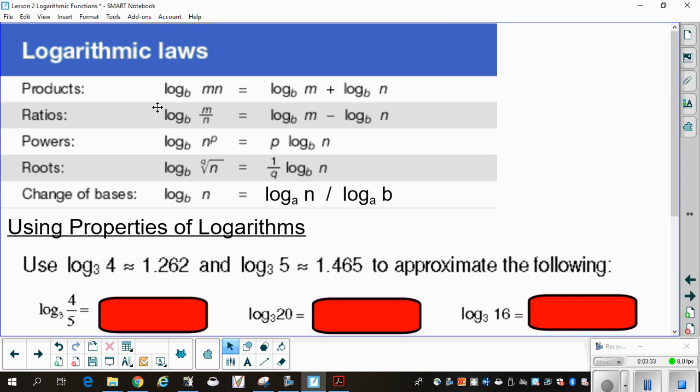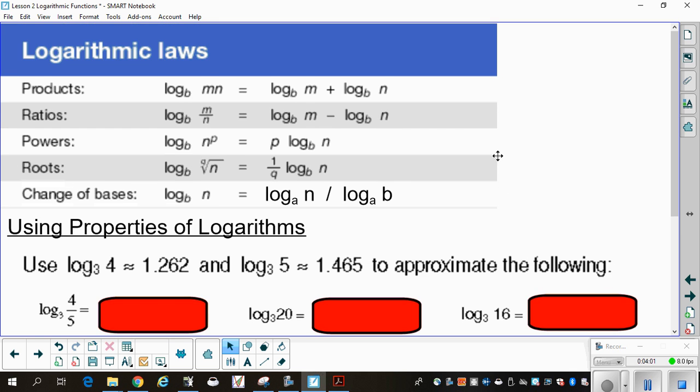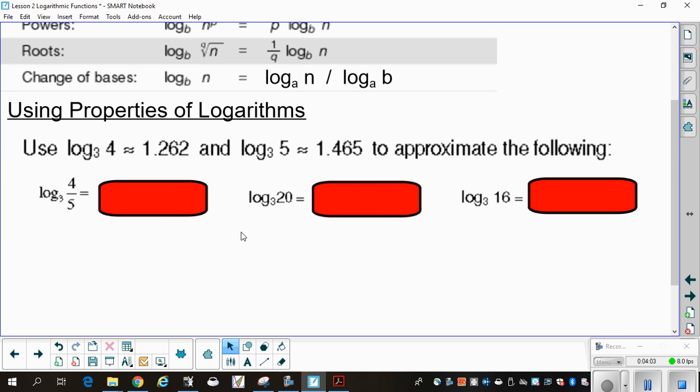Now, logarithmic laws. This is just based on what you already know from Algebra 1. Remember, when you multiply like bases, you add the exponents. When you divide like bases, you subtract the exponents. You raise a power to a power, you multiply. Okay, the power times log base b of n. The roots, and then the change of base formula. Now, we can use logarithmic laws to approximate things.